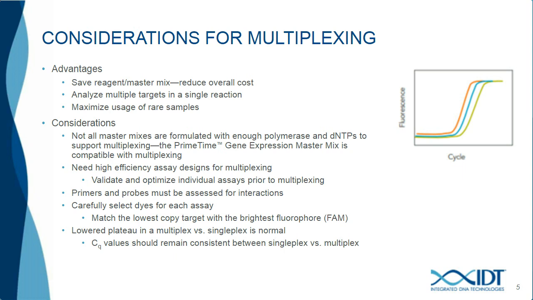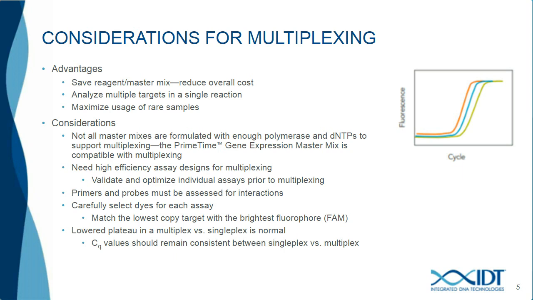Some considerations for multiplexing is master mixes. Not all master mixes are formulated for multiplexing. Oftentimes, they don't contain sufficient polymerase and dNTP concentrations to support multiplexing. So when you begin multiplexing, make sure you are using a master mix that is capable of multiplexing. The Primetime gene expression master mix is one example of a master mix that is compatible with multiplexing.